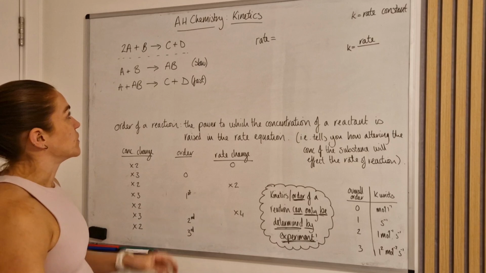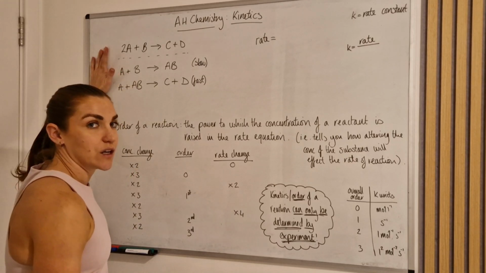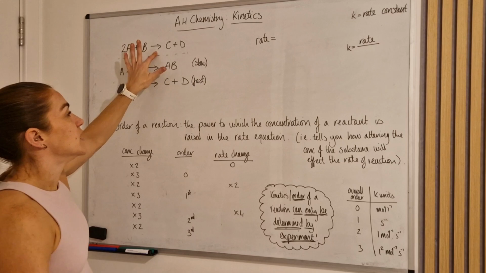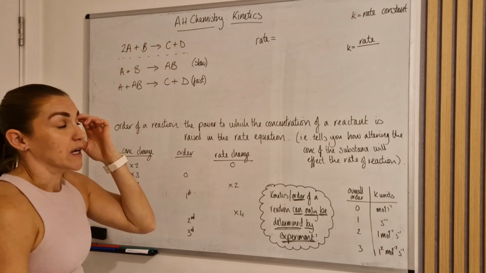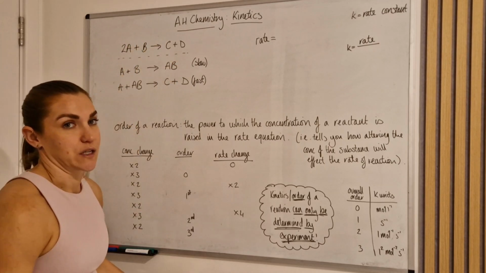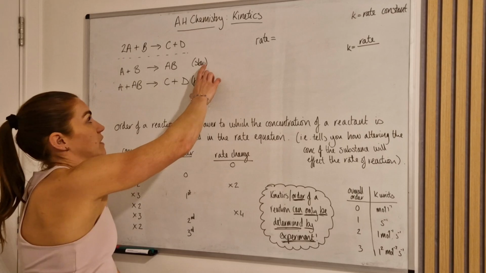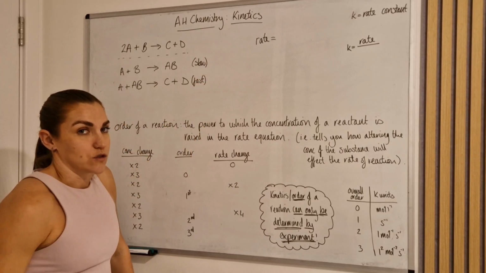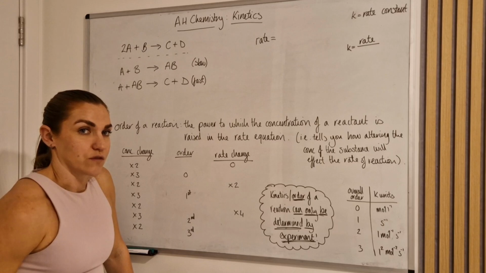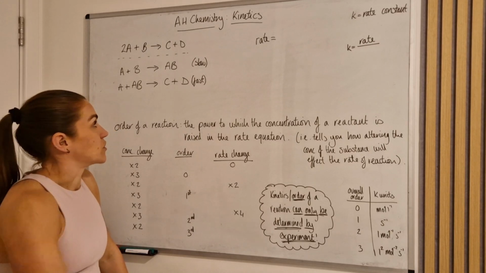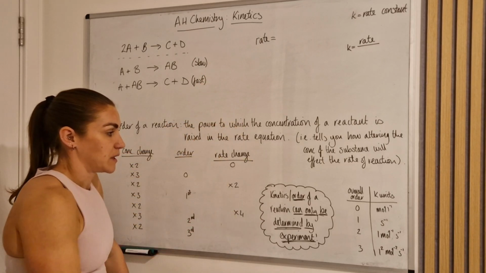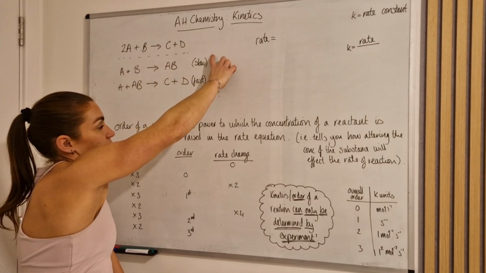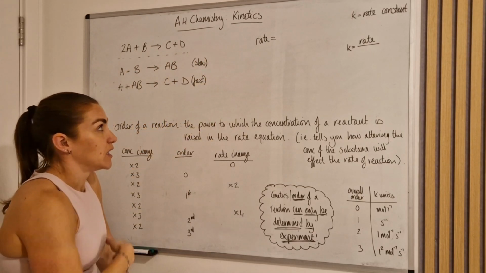Now, if we have a look here, this is just a generic reaction where we've got 2 moles of A reacting with 1 mole of B to give you C and D. Now, we've then gone and carried out an experiment and found out that the reaction happens in 2 steps. So if it's happening in 2 steps, it means the kinetics aren't as straightforward because there is a slow step and a fast step.